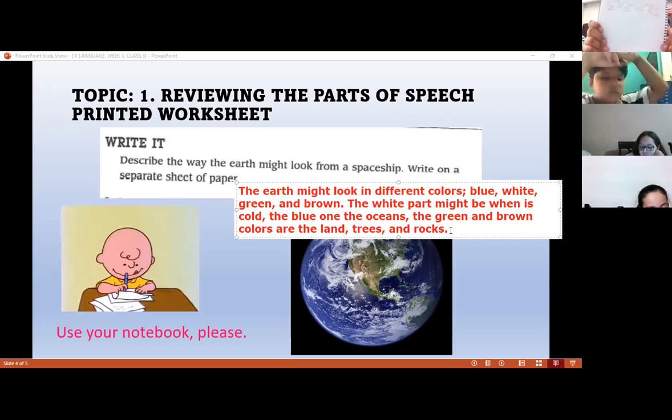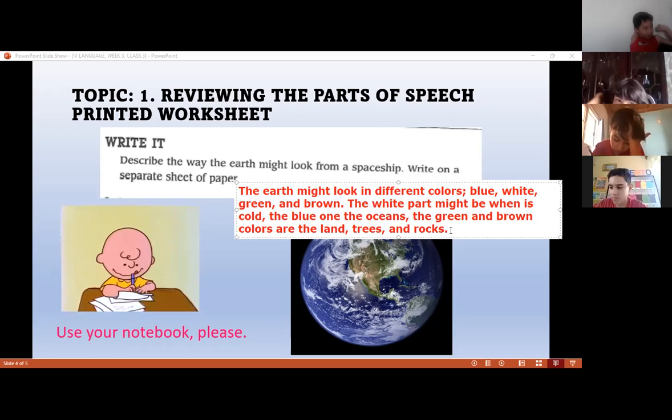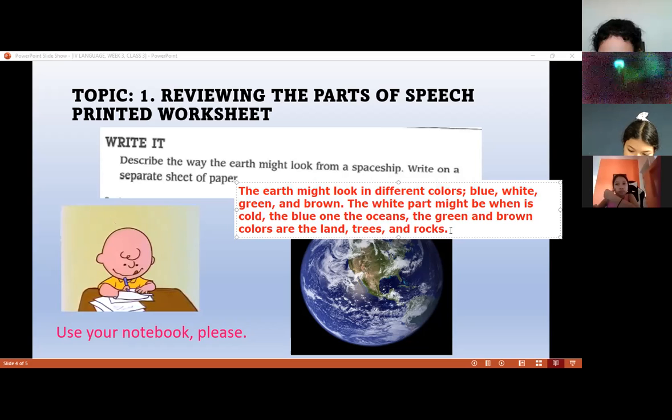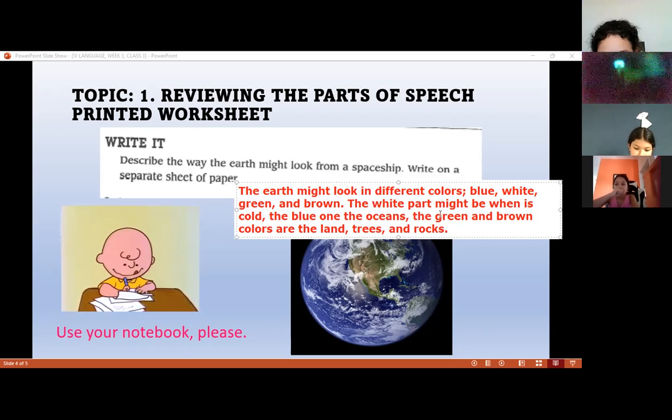What else can we see? Now, a different answer. We describe the colors. What else can we say, class? Just Rebecca and Gabriela are participating. What do you see here, class? How does the earth look from a spaceship using this picture? Can I copy this? Yes, you can copy this answer, class, but you need to write more.